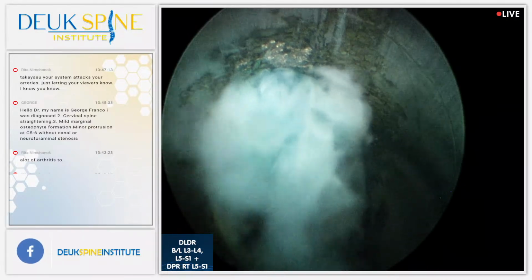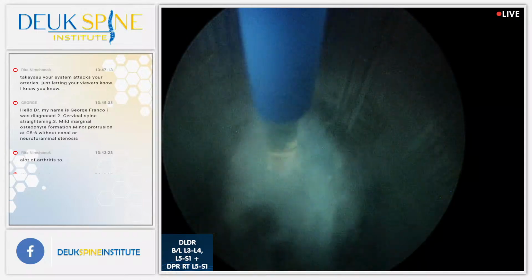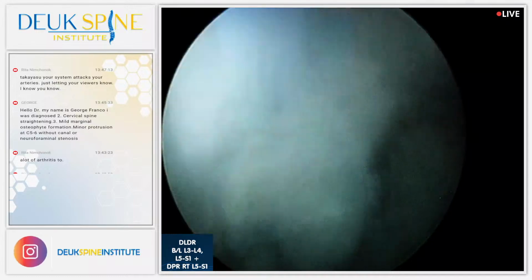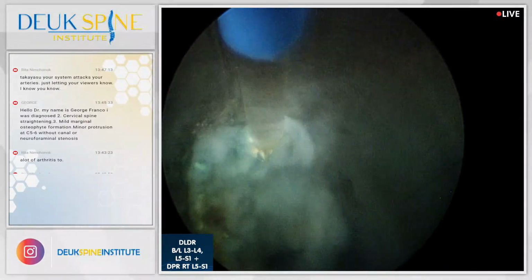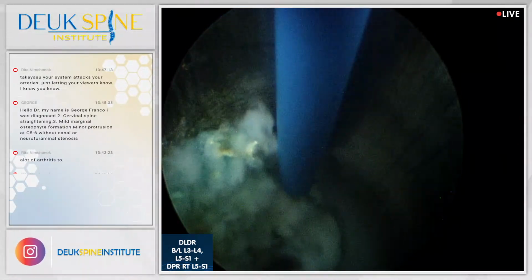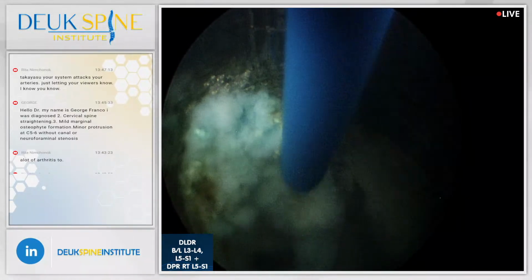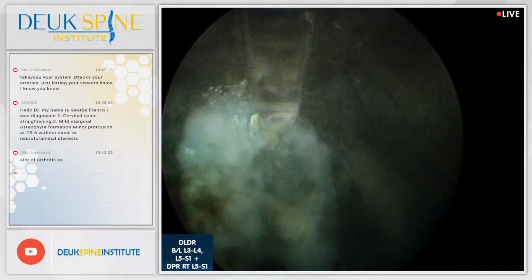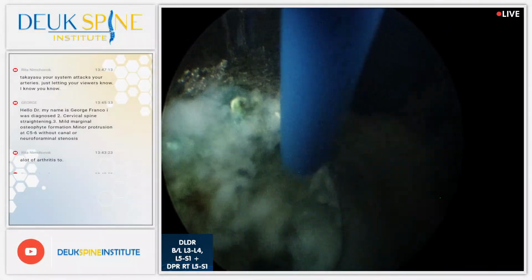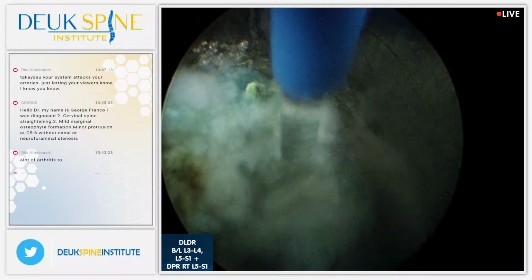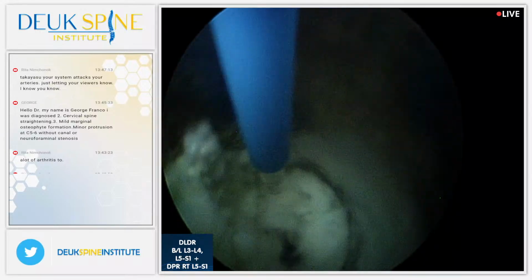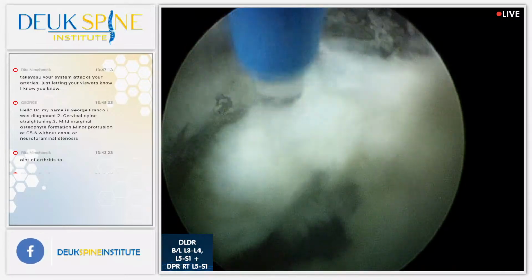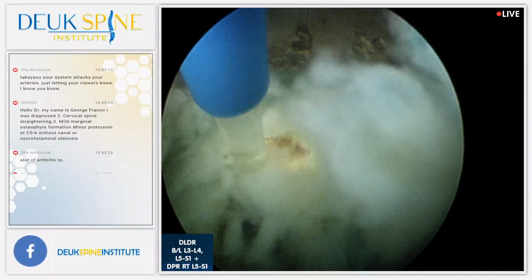It's called annular debridement. And at Deuk Spine Institute, with the Deuk laser disc repair procedure, we're the first in the world to do this. We're the first in the world to publish it. Nobody else has published it but us. And it is the most successful treatment in the world for back pain. Our average pain relief is 99.6% for disc pain. All right, Henry, yes sir, let's show our audience how the Deuk laser disc repair actually works.